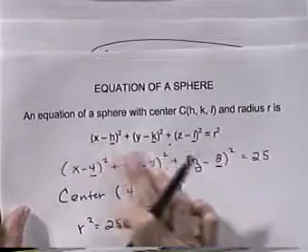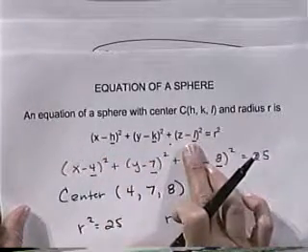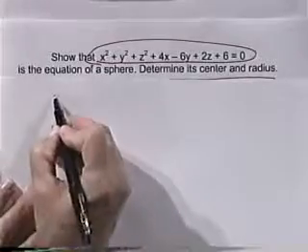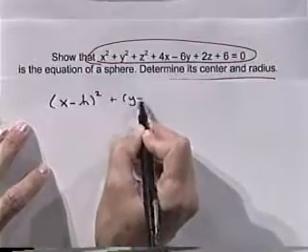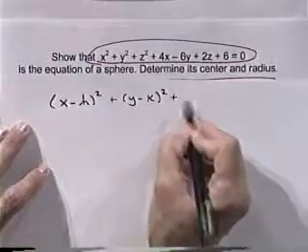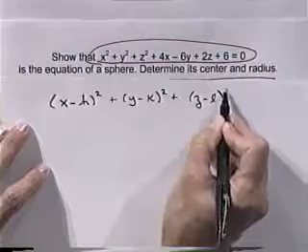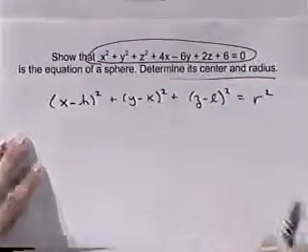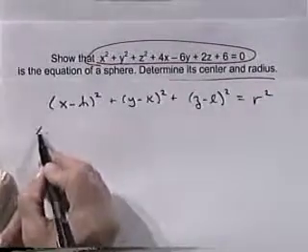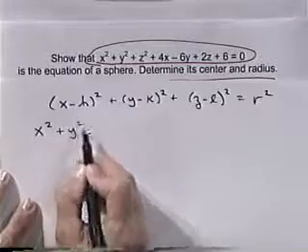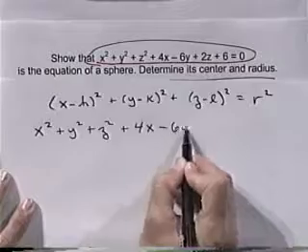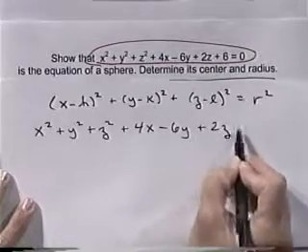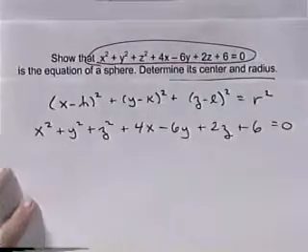It's (x − h)² + (y − k)² + (z − l)² = r². So I'm going to write that down. My general equation for a sphere is (x − h)² + (y − k)² + (z − l)² = r². Now the equation we have to deal with is x² + y² + z² + 4x − 6y + 2z + 6 = 0.